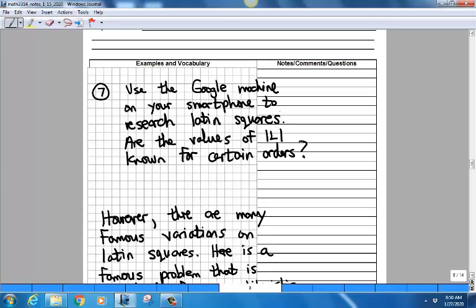Anybody find anything yet? What was the first thing that came up when you were looking for that? What did you find, Kaylee? Wikipedia. Yeah, the Wikipedia article is pretty good, so I would look at that one, okay, and scroll down there and see if you can find anything in the Wikipedia article about Latin squares, okay. It does mention where the term Latin comes from, and it has nothing to do with ancient Rome, right?